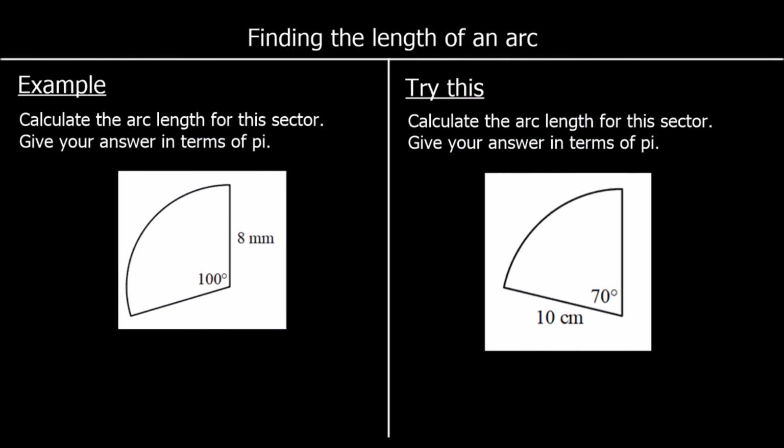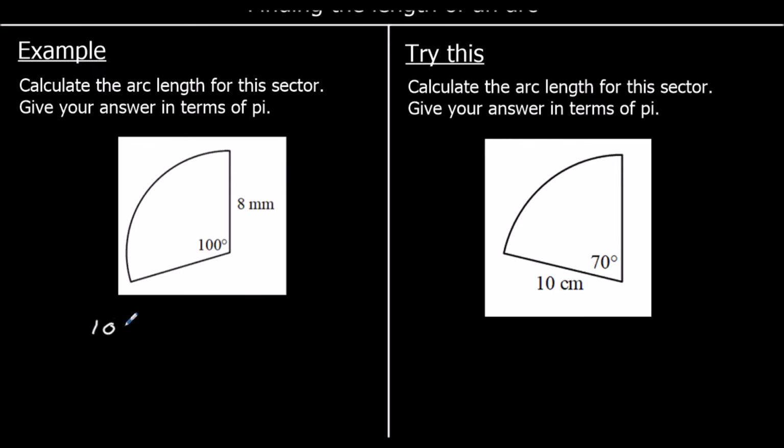Here's another example. This time we've got 100 degrees. So we've got 100 degrees out of the whole circle, which is 360 degrees. So I'm going to say I've got 100 360ths of the whole circle. That's the fraction I've got. So to find the arc length, I'm going to do 100 over 360 times the whole circumference. So I want this fraction of the whole circumference. So I do this fraction times the whole circumference.